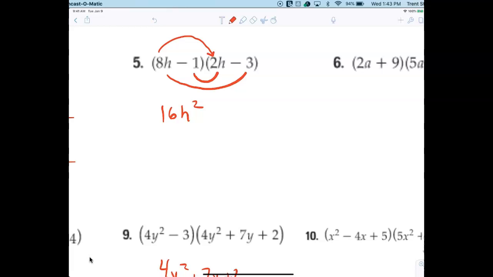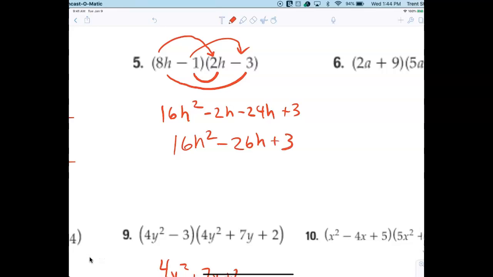Negative 24h. So in your brain, if you can't, it's okay. You can write negative 2h and negative 24h. If you can hold two numbers together in your head, you can just tell me what that is. And then the last point is to multiply negative 1 times negative 3, which is what? Positive 3. Now we have 16h squared minus 26h plus 3. Is everybody happy with that? Now that's kind of like a little shorter version.